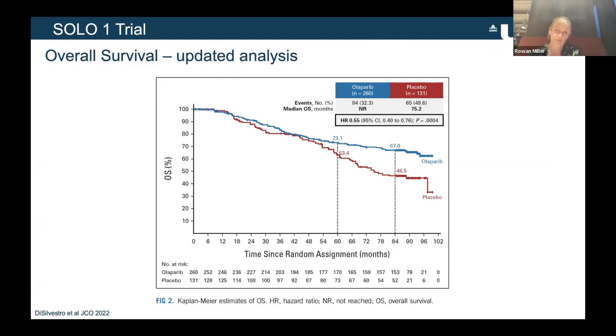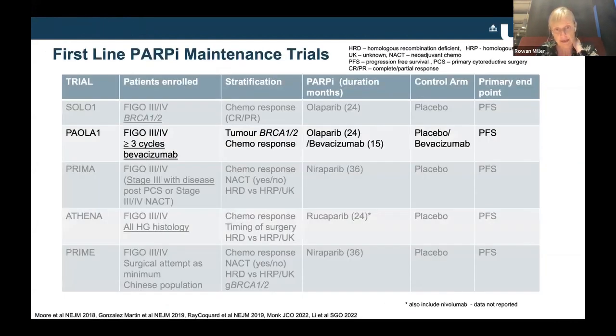And in terms of PFS, just under half of the patients, so nearly 50% of the patients, remain free from progression at 7 years, which is really quite remarkable. And we hope with long term that this will translate into a cure for some of these patients. Obviously, that trial only included BRCA patients, which was about 20%. So what about everybody else?